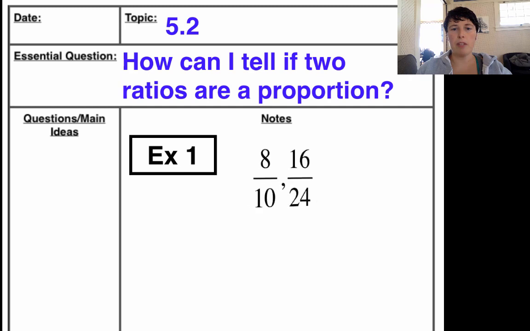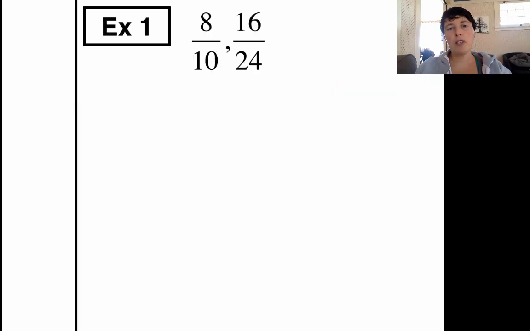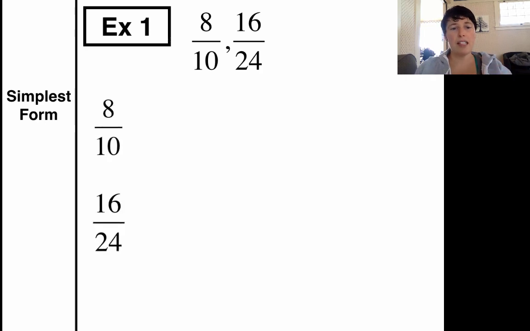And for our first problem in our notes, we're going to take 8/10 and 16/24, and we're going to decide, are they proportional or are they not? One strategy for doing this is putting them in what we call simplest form. We could simplify the fractions all the way down to see if they match. So let's do that. Let's take 8/10 and 16/24 and write them down and divide them down smaller.